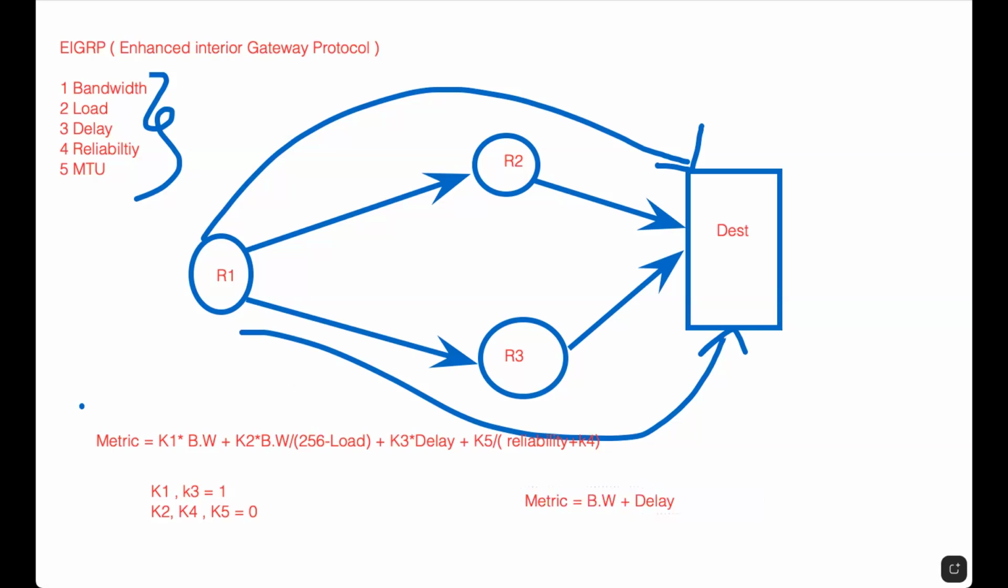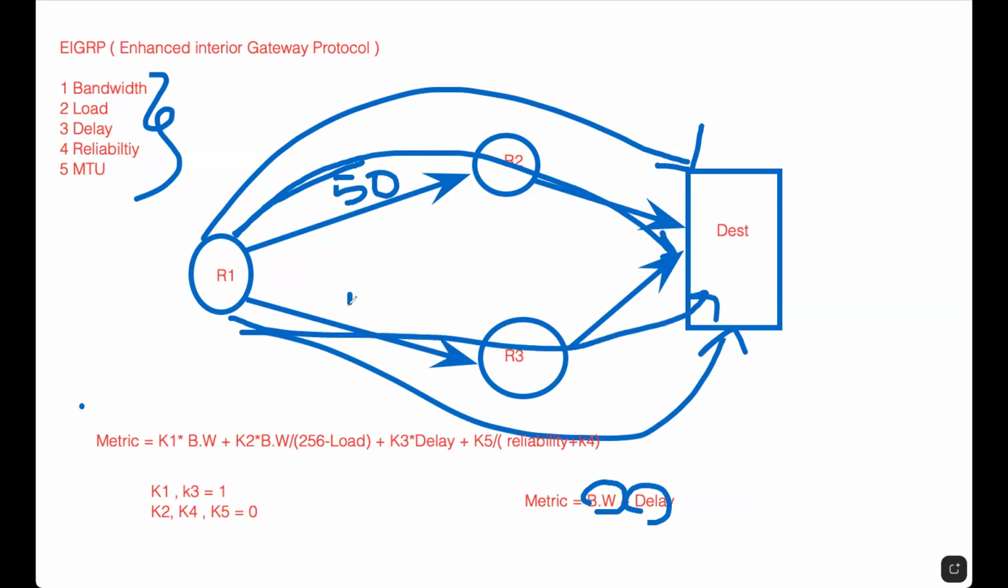So EIGRP calculates what is the bandwidth of this link, and then what is the delay in getting the packet from here to the destination. It will check the bandwidth and the delay, and let's say the metric is 50 here by calculating both bandwidth and delay. Let's say the bandwidth and the delay calculated here as 40. So whichever has the lowest metric, that path will be preferred to go to the destination. Okay, so that is the formula to calculate the EIGRP metric.